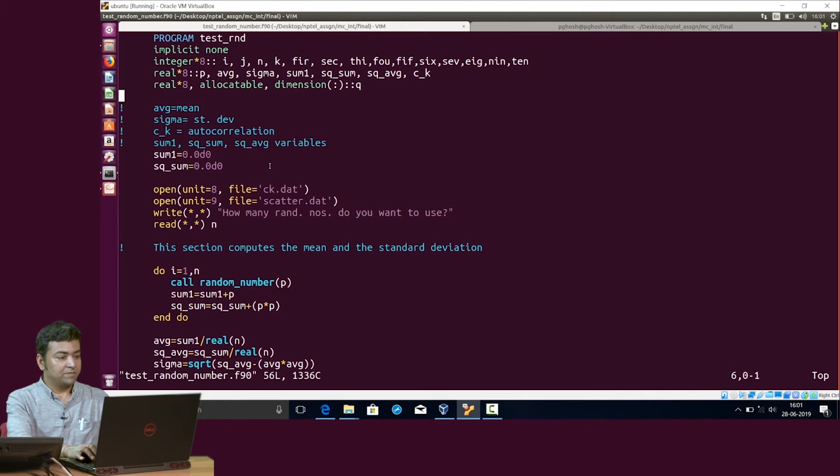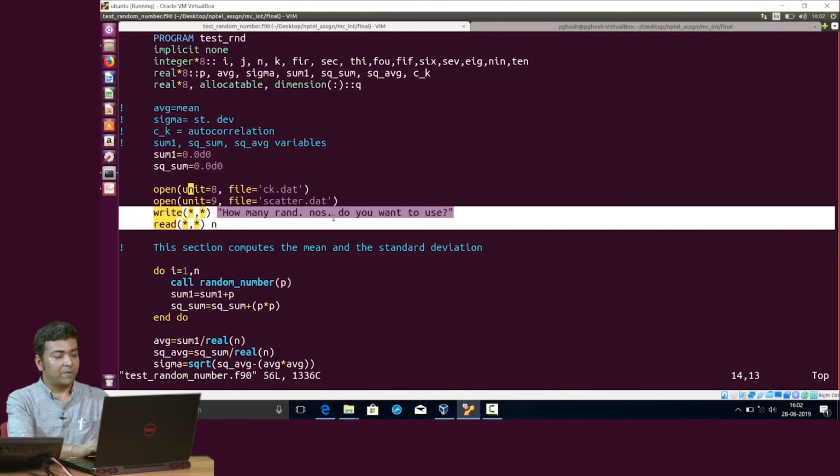So I need to have 2 files. One file will store my correlation coefficient, which we defined already in the lecture as a function of k, and in the other one I will store x1 and x2. Basically I am going to store the data for the scatter plot. Then in this part I ask the user how many random numbers I want to use, and then I read that number.